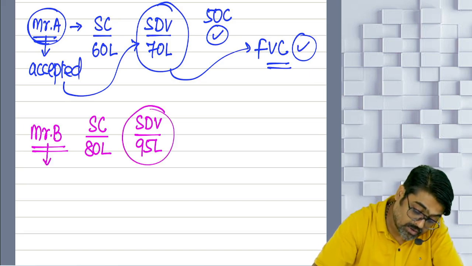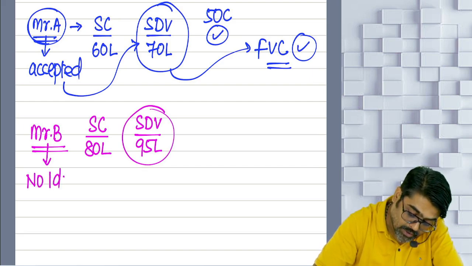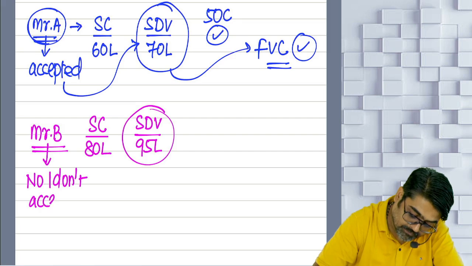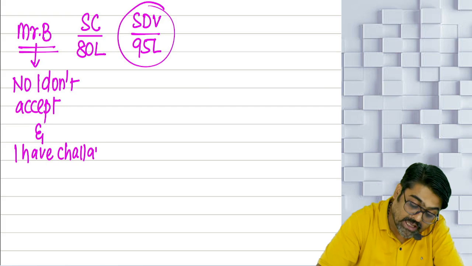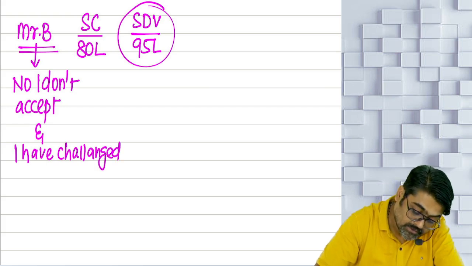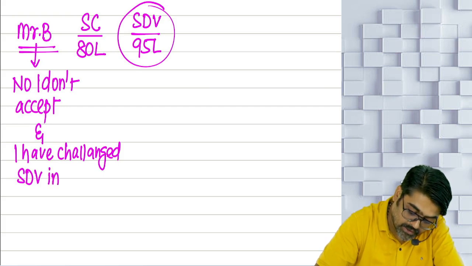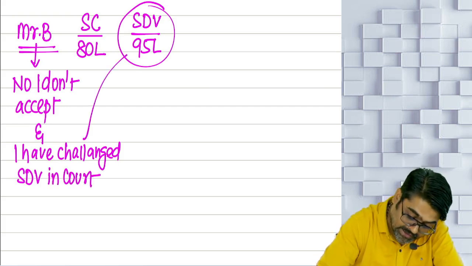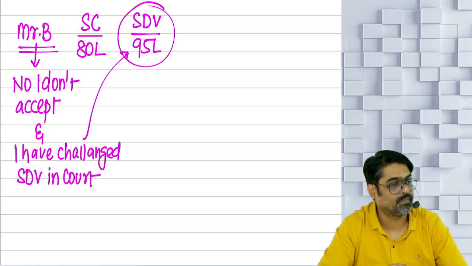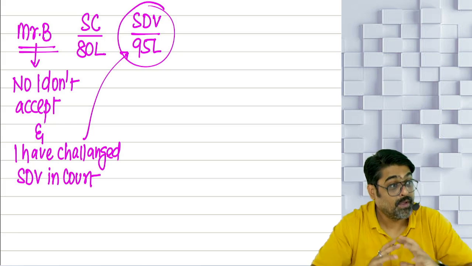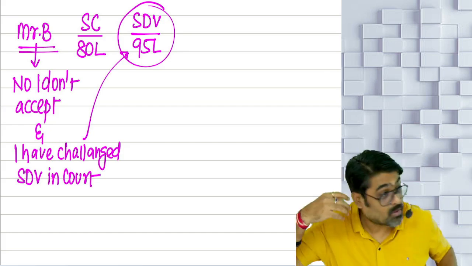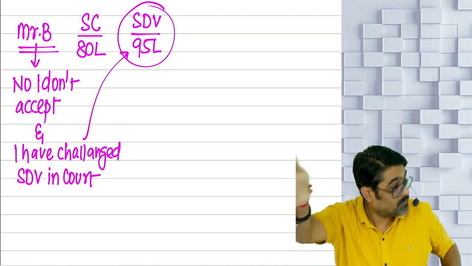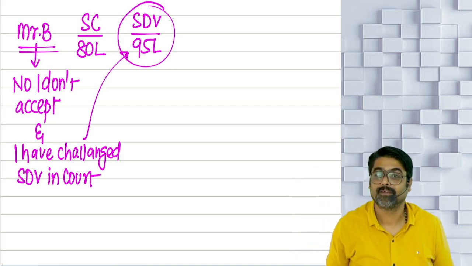Mr. B says that no, I don't accept, and I have challenged the stamp duty value in court. Challenged this stamp duty value in the court. Oh, meaning you have a problem with the stamp duty value itself. Meaning you are not paying stamp duty on the stamp duty value. No.